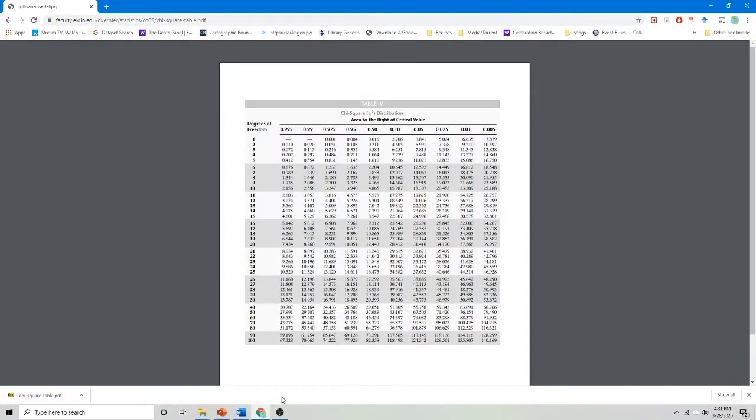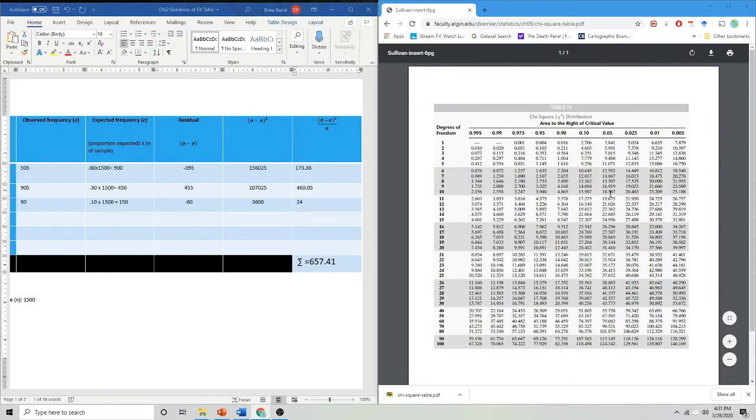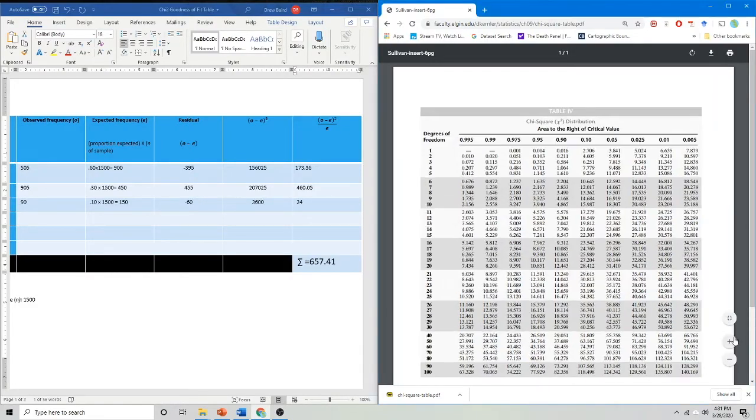So now this is where we break out the table. You also have this in course resources. Now we are going to test our hypothesis at the 0.05 level. We know that we have 2 degrees of freedom because we have 3 categories, k minus 1, 2. And that gives us a critical chi-square value of 5.991.